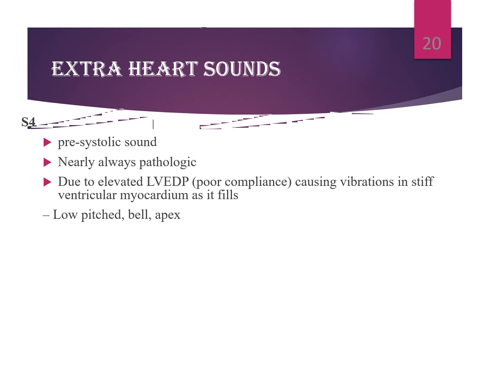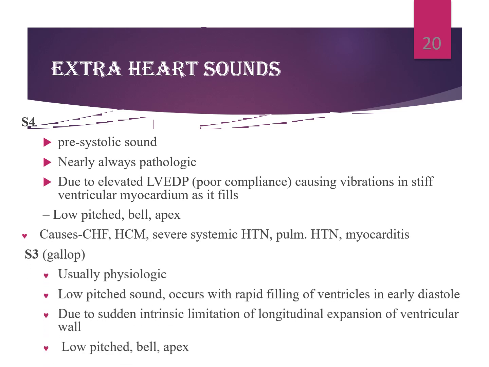In adults, most of the time S4 is physiologic, whereas in pediatrics most of the time it is pathologic. Pathologic S4 is due to an atrial gallop, and it is best heard at the apex. So S4 is an atrial gallop, and most of the time we hear it at the apex, whereas S3 is a ventricular sound, a ventricular gallop. So S3 is a ventricular gallop, whereas S4 is an atrial gallop.